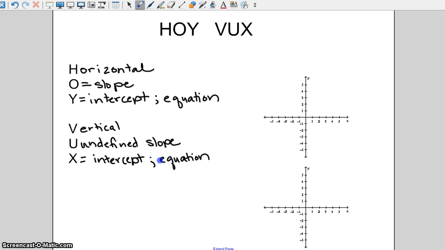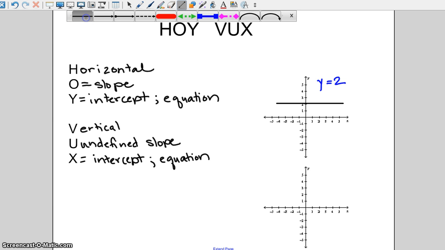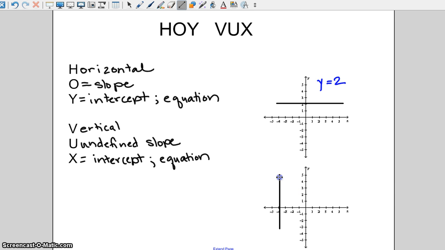For example, let's say we have a horizontal line that goes through 2. The y-intercept is 2, the slope is 0, and the equation for that line is y equals 2. Next, let's say we have a vertical line that goes through -4. The x-intercept is -4. The equation is x equals -4.